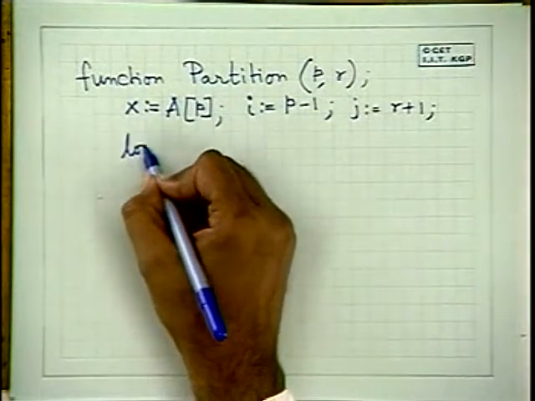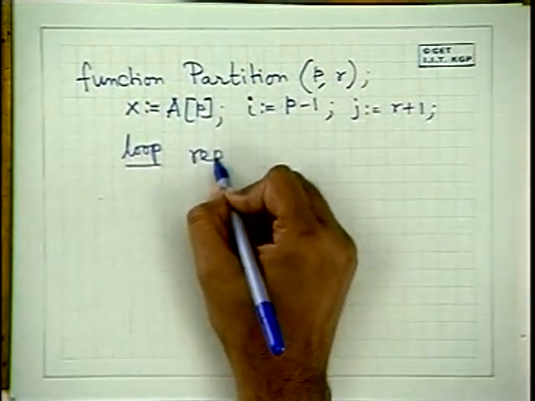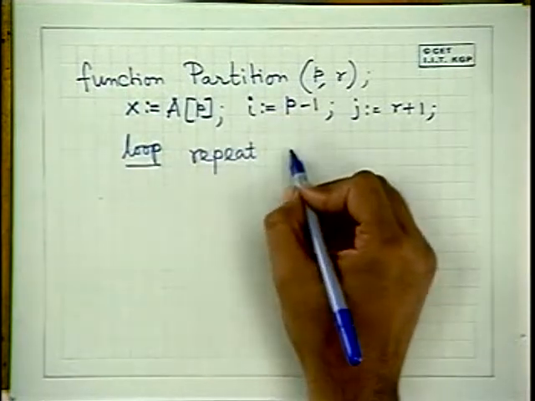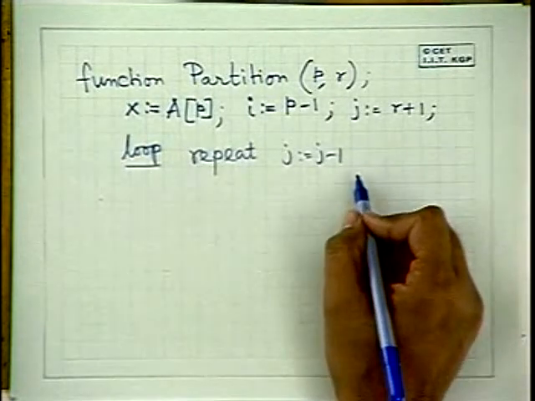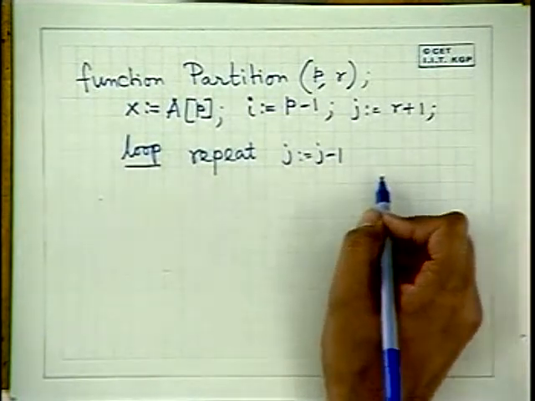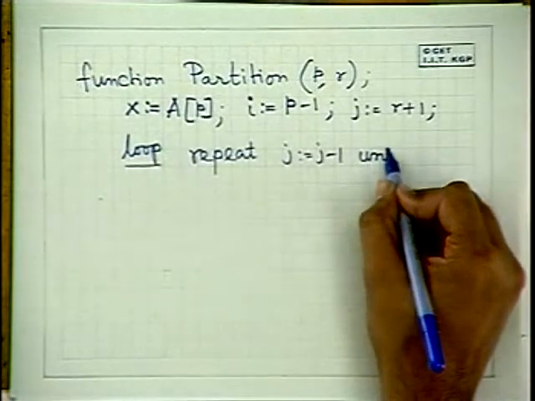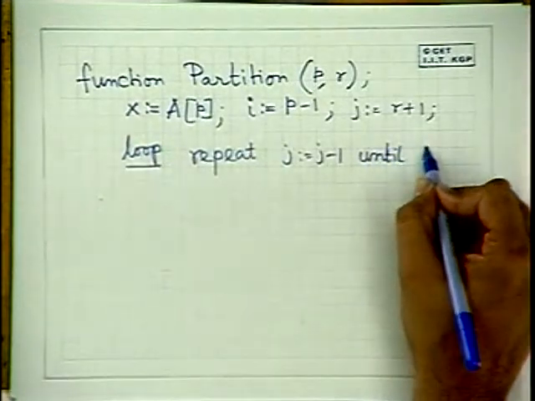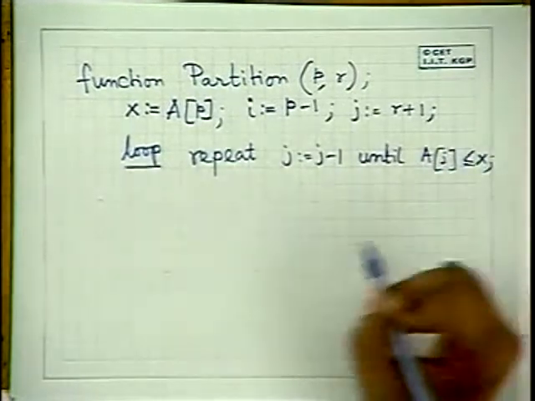There is a loop here. Repeat: j equals j minus 1. Basically you are moving the right pointer j to the left one position at a time until A[j] is less than or equal to x.